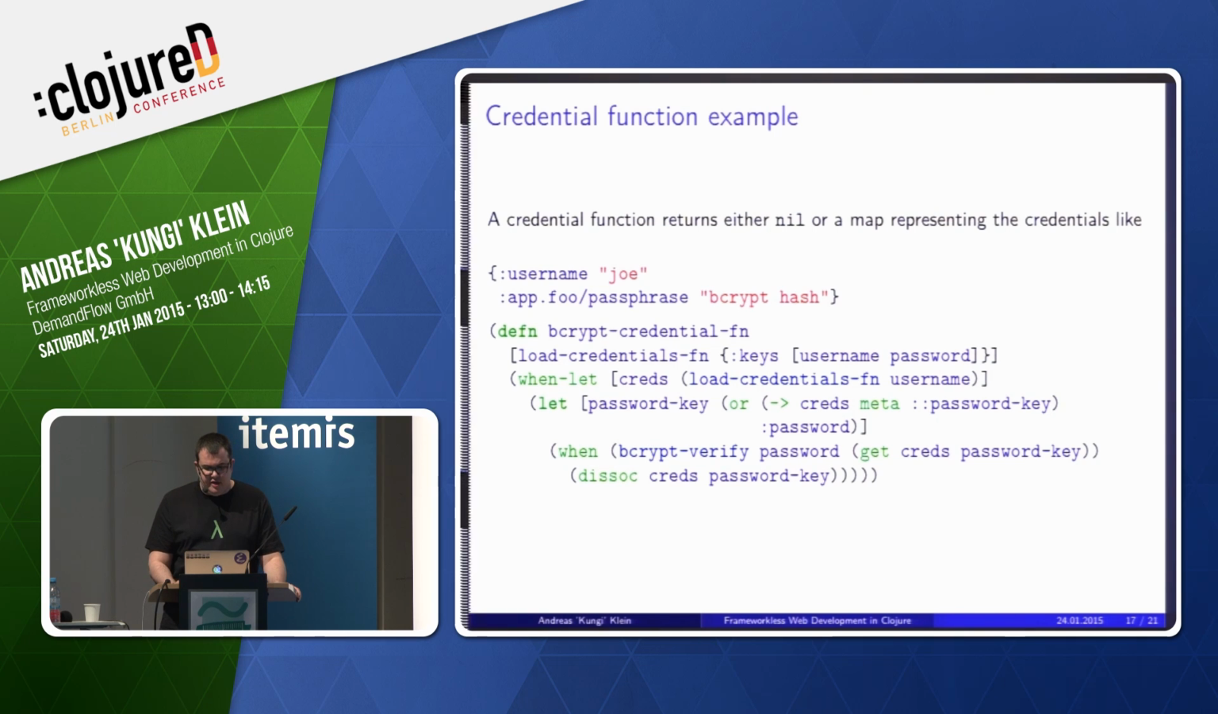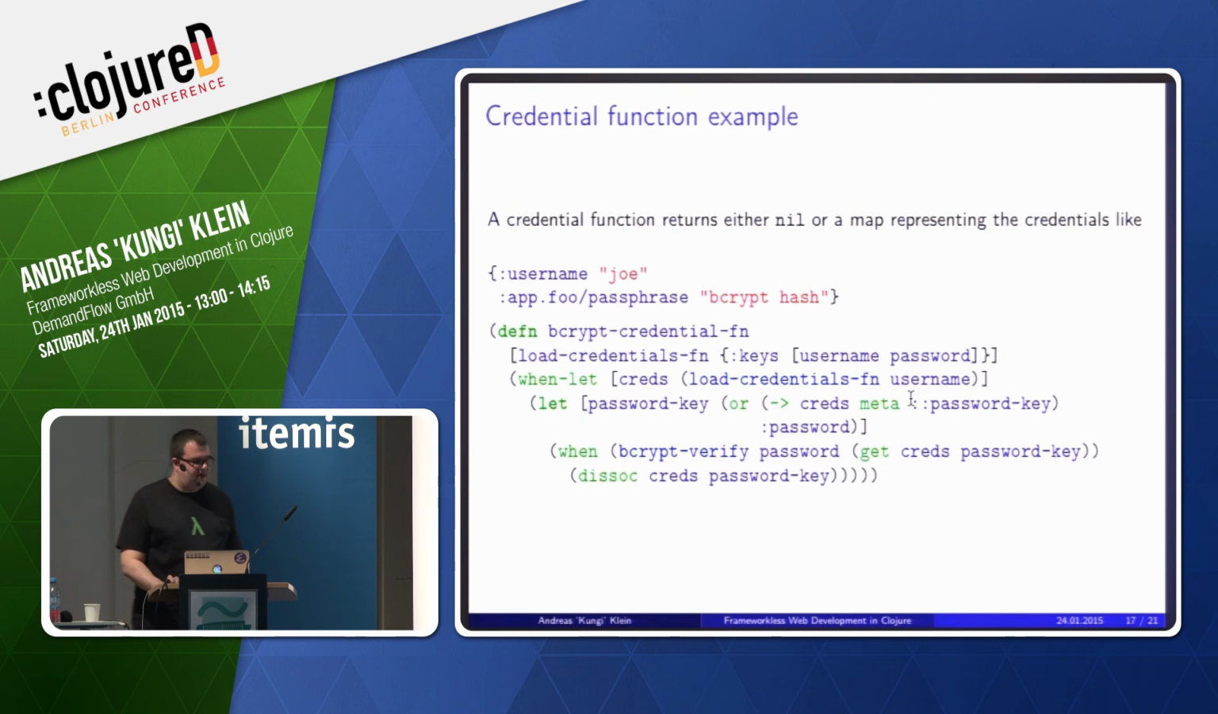Here's an example of a credential function. We have a map in the first case, like username is Joe and app.foo, which is just our application name, slash passphrase, is some kind of bcrypt hash. This is directly from the Friend source code. I've rolled out my own function for PBKDF2, I hope you know what I mean.